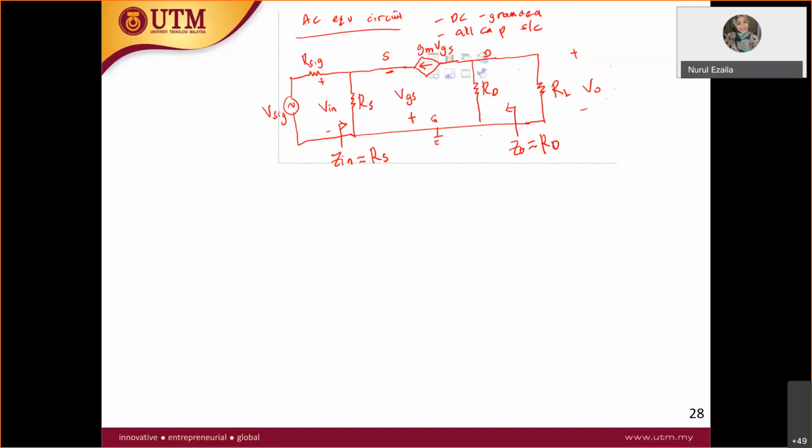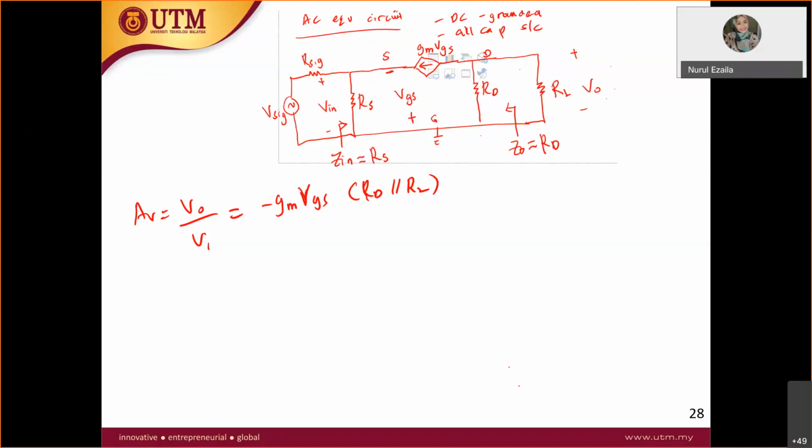All right, so let's derive the AV. AV is V out over V in. So V out, can someone give me what is V out, please? The hint is V out is across RD and RL. So RD parallel with RL. What will be the current over there? Someone? Negative gm VGS. Yes, correct. Negative gm VGS. So that will be the V out.